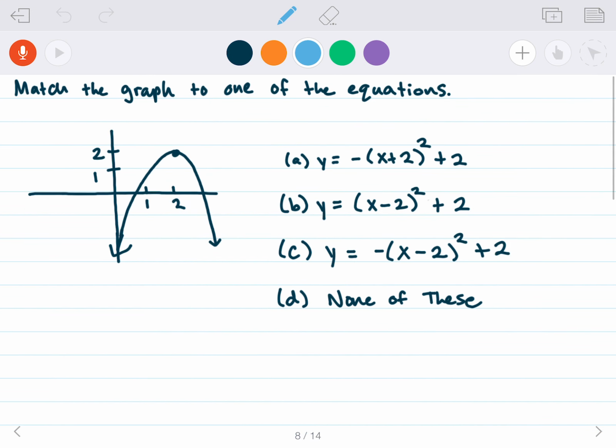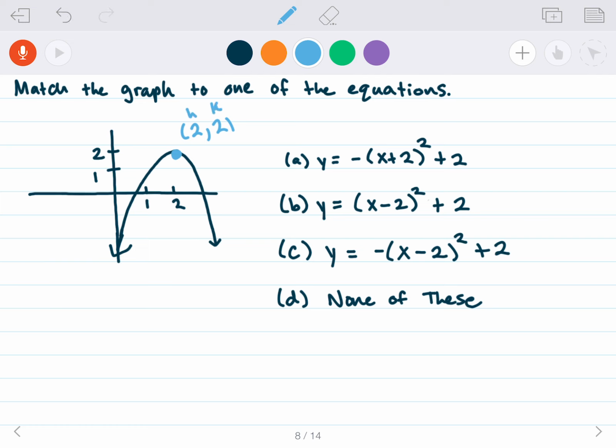All right, let's do this one. I encourage you to pause the video and see if you can do this one. So match the graph to one of the equations. First of all, these are all in vertex form, which means that a good thing to get is the vertex. So the vertex is the highest point in this case, and that's going to be at x equals 2 and y also equals 2. Right? So that's our vertex. So that's our h comma k.